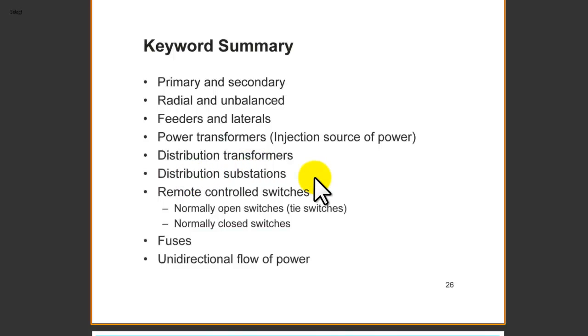And then distribution substation, and then remote control switch. So you have a normally open switch, NO, stands for normally open. Sometimes you call it a tie switch, or NC switch, normally closed switches. And then you have fuse, and of course we've been talking about unidirectional flow of power from the distribution substation all the way to the loads.